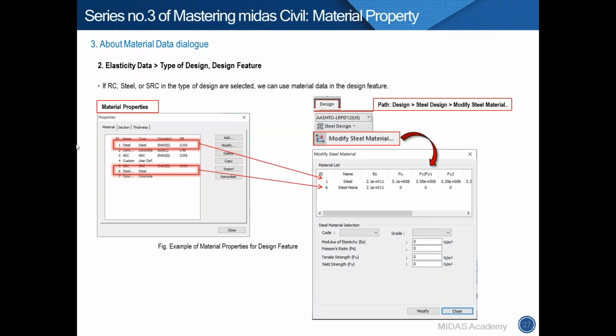And I'd like to give you more detail about type of design and design features in MIDAS Civil. If we select steel, RC or SRC type, software will take the material data over to the design dialog. So each design mode has an option to define the material properties for design. So this is defining material properties for design mode. But if you select the standard type, some material will be taken over to here.